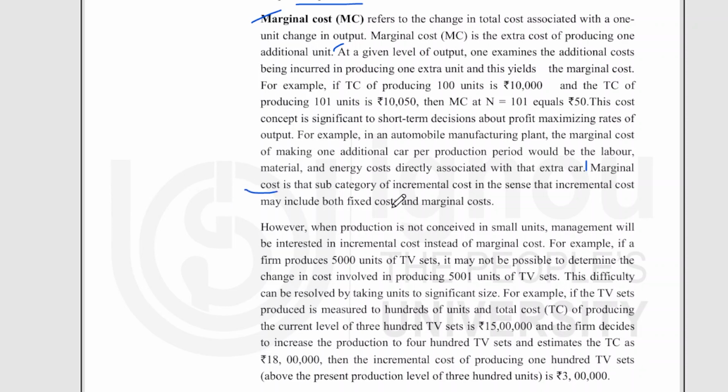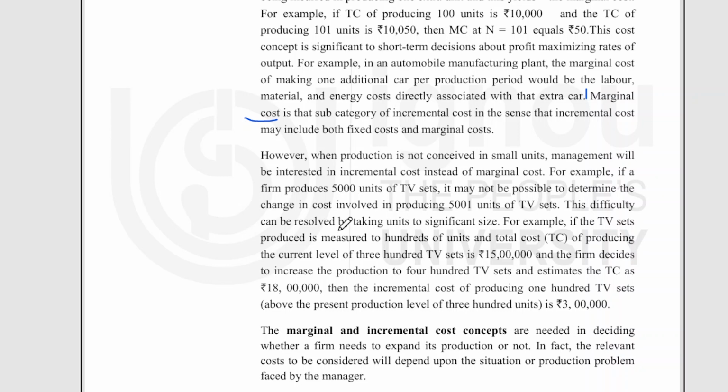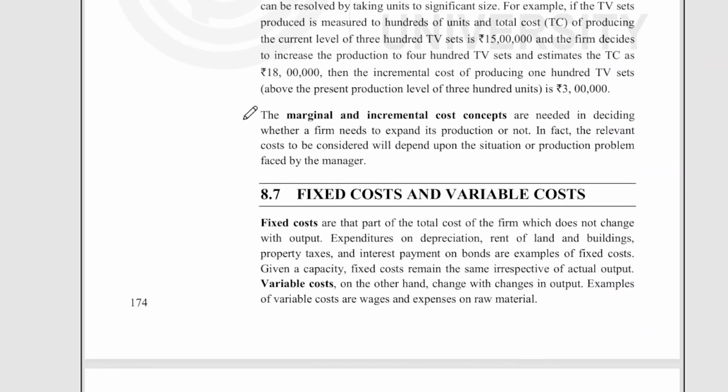Marginal cost is a subcategory of incremental cost, in the sense that the incremental cost may include both fixed cost and marginal cost. However, when production is not conceived in small units, management will be interested in incremental cost instead of marginal cost. An example is here; please go through it from your IGNOU study material. The marginal and incremental cost concepts are needed in deciding whether a firm needs to expand its production or not. In fact, the relevant cost to be considered will depend upon the situation or production problem faced by the manager.